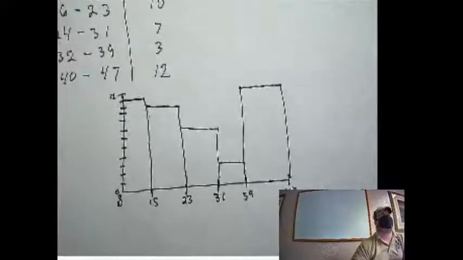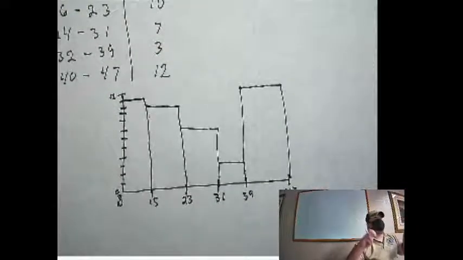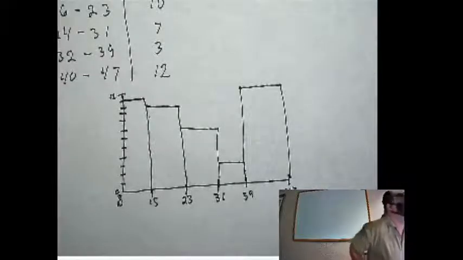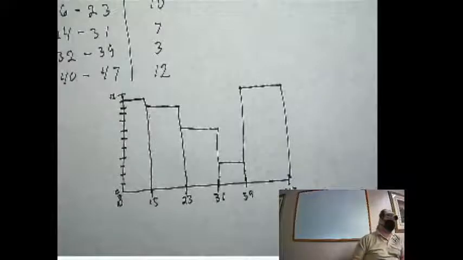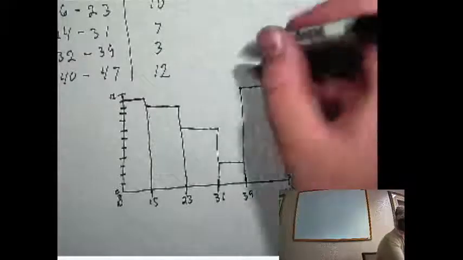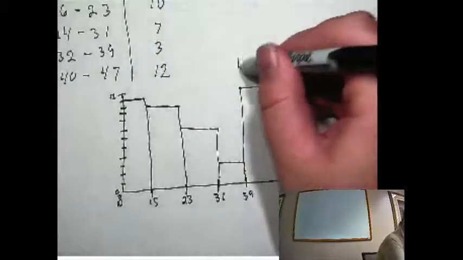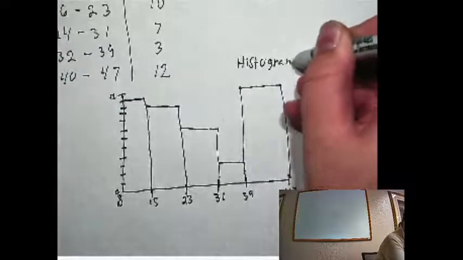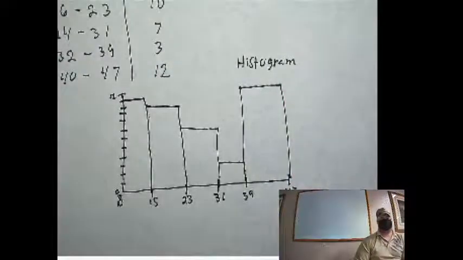Okay, so here is our quote-unquote bar graph. Now this actually isn't a bar graph. It looks a lot like one, but there's another name for this one. This is called a histogram. Again, a histogram.